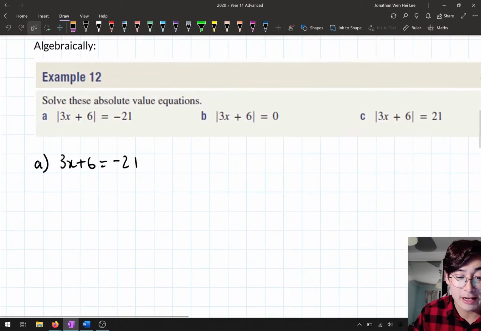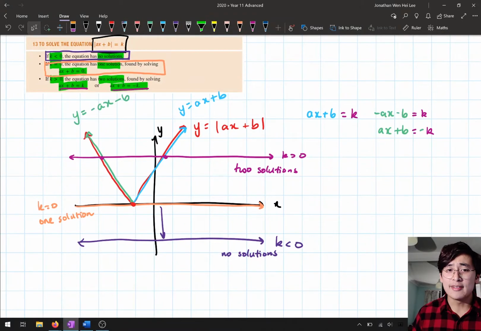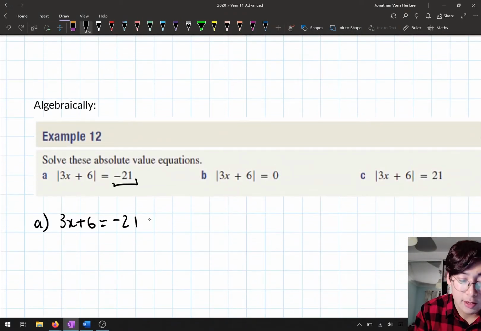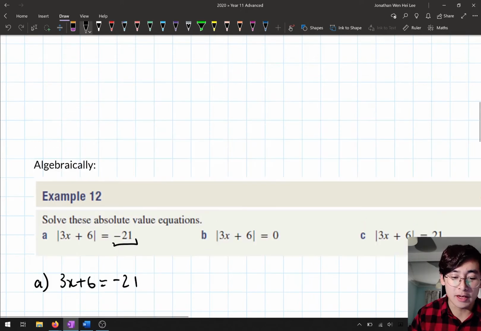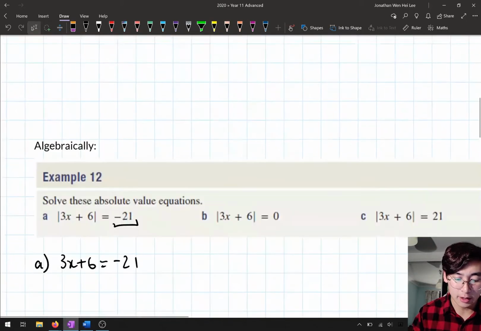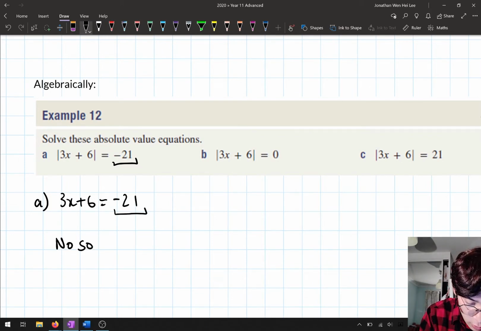Now if you remember my three conditions, and my three lines I drew, is the value of k negative here? Yep, it is. Minus 21 is negative, and so because of the shape of my graph, it's never going to actually touch my absolute value function here. So because the value that we're solving for is negative, we're going to get no solutions here.